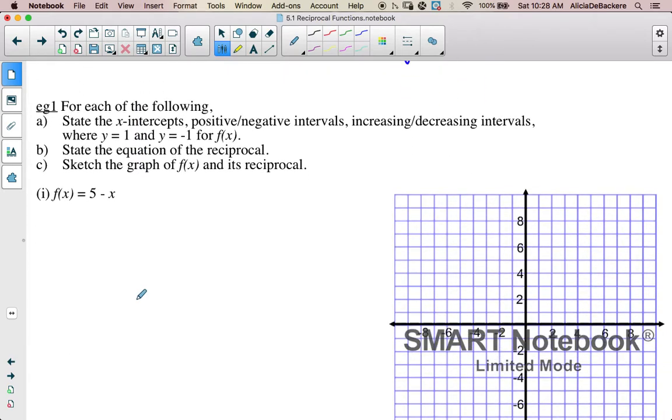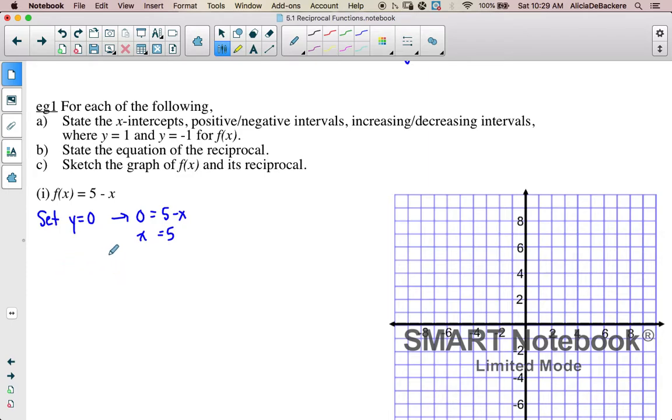All right, example 1. For our first example here, we're going to state the x-intercepts, the positive and negative intervals, and the increasing and decreasing intervals, and where y equals 1 and -1. So first of all, our x-intercepts. So where is this going to equal 0 is basically what we're asking, right? For our x-intercept, we set y equal to 0, and then we get 0 is 5 minus x, and that tells us that x is going to be 5. That one's nice and simple, you might be able to just see that the x value would be 5.